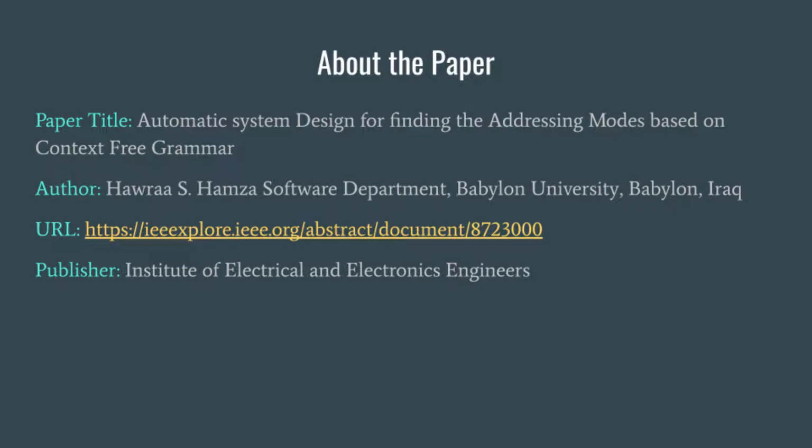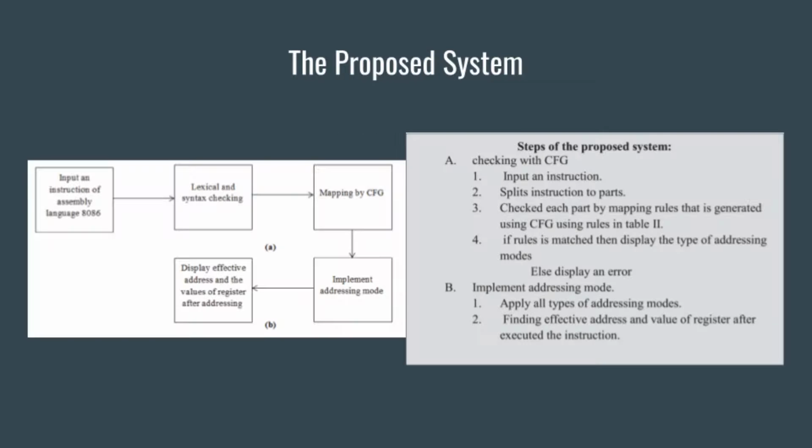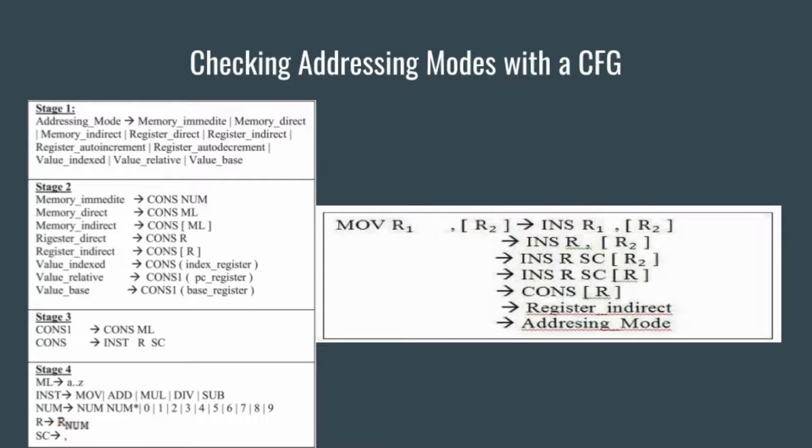Here are some additional details about the specific paper I read. The proposed system includes two parts, checking the addressing mode with the CFG and implementing the addressing mode. For the purposes of this video, we will focus on the first part, as it uses a CFG. Here is the specific CFG outlined in the paper. In stage 4, notice how inst is a variable that is used as a placeholder for the various opcodes, and R is used as a placeholder for the various numbered registers. Likewise, in stage 2, each addressing mode is mapped to the corresponding structure.